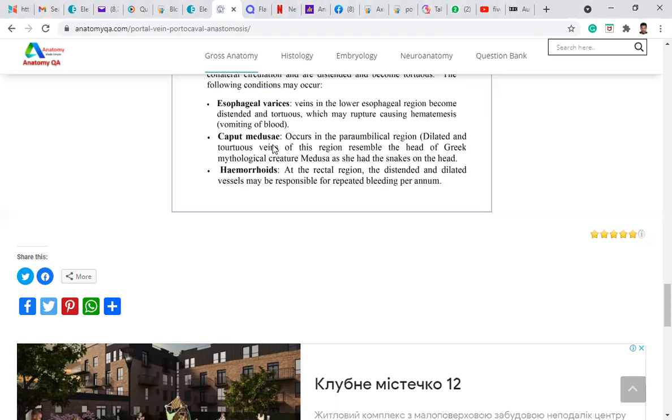And then we have caput medusa, which occurs in the paraumbilical region where there are dilated and tortuous veins of the paraumbilical region. The dilated veins resemble the head of a Greek mythological creature called Medusa.